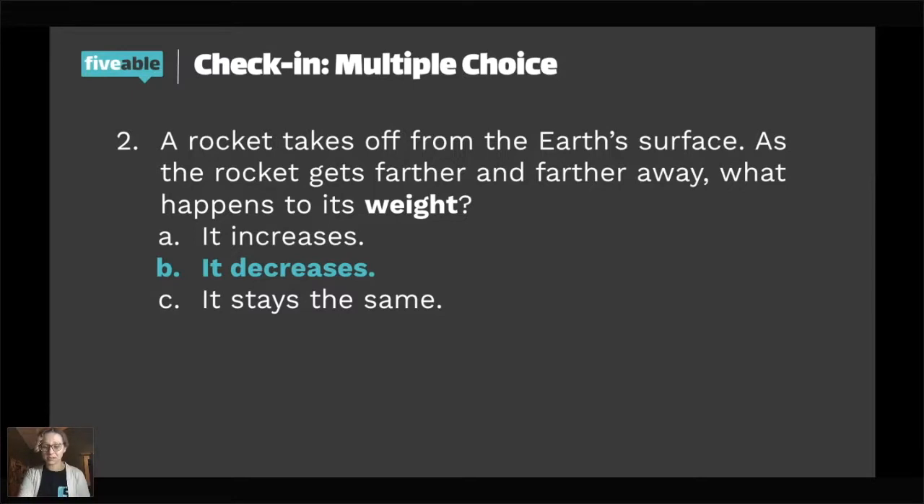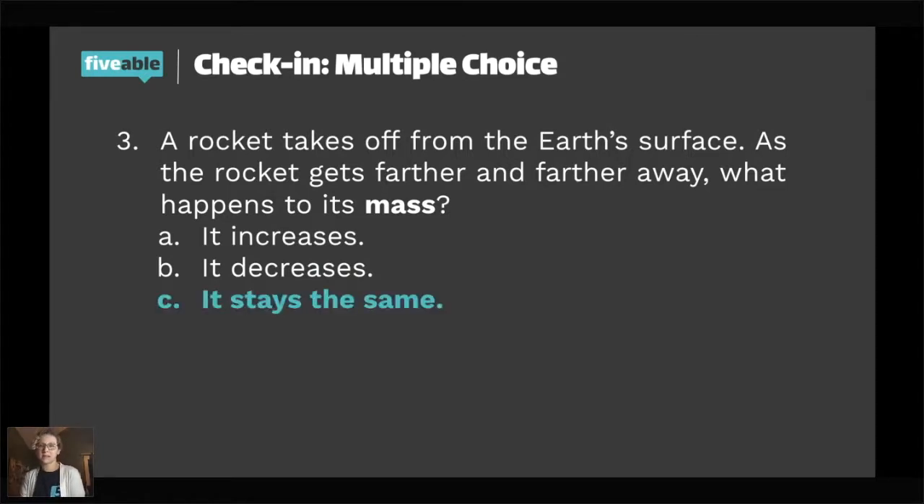The corresponding question to this one, and a distinction that is important, is: same question, same rocket taking off from Earth's surface. As it gets farther and farther away, what is happening to its mass? We already answered this for weight, so I'll give you a second to see if you want to put in an answer for the mass. Okay, so the answer here is that it stays the same.